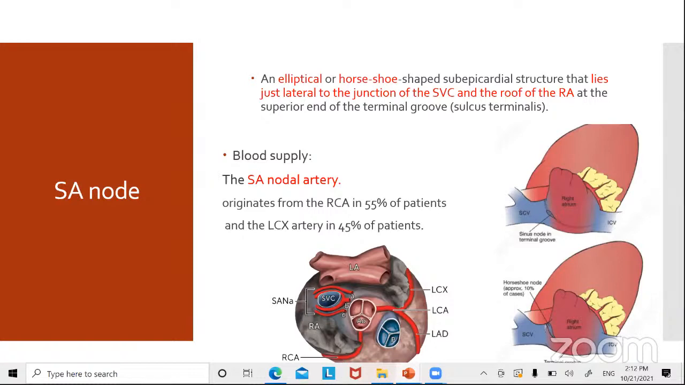It receives the blood supply from the sinoatrial nodal artery, which originates from the RCA in 55% of the patients, and from the left circumflex in 45% of the patients. The artery passes in front of the junction between the superior vena cava and the right atrium roof in 60% of the patients, behind the junction in 33% of the patients, and around the junction in 7% of the patients.